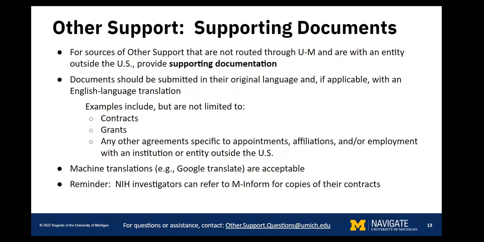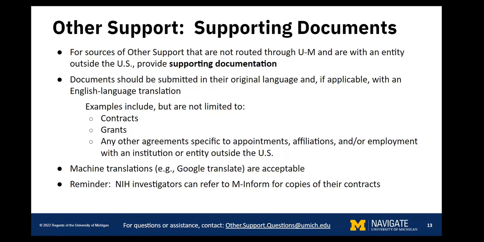So we mentioned supporting documentation earlier, but for sources of other support that are not routed through U of M and are with an entity outside of the US, investigators now have to provide supporting documentation. This is limited currently to NIH, though anything could happen in the future where other federal agencies may require it. Documents, again, should be submitted in their original language and, if applicable, in English translation as well. Examples of these include grants, contracts, or other agreements specific to appointments, affiliations, or employment with an institution or entity outside the US.